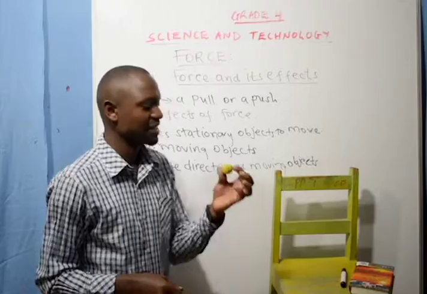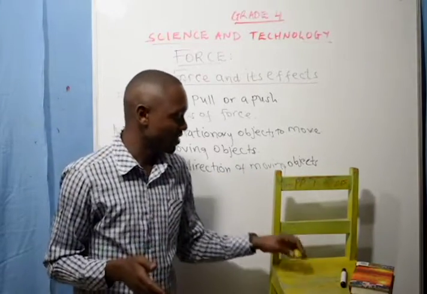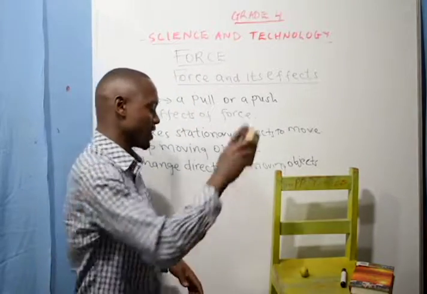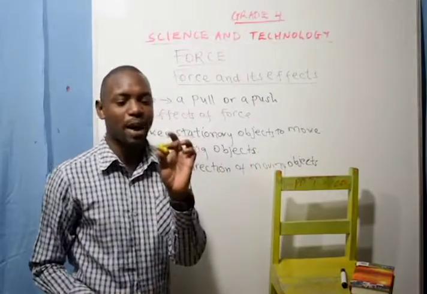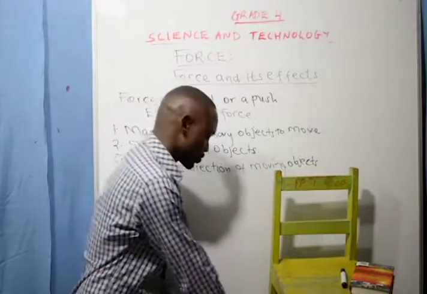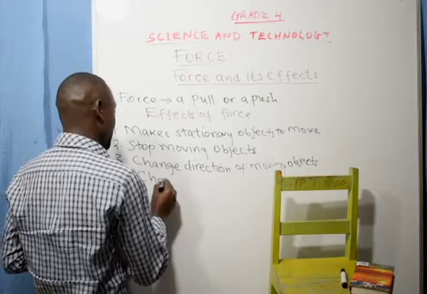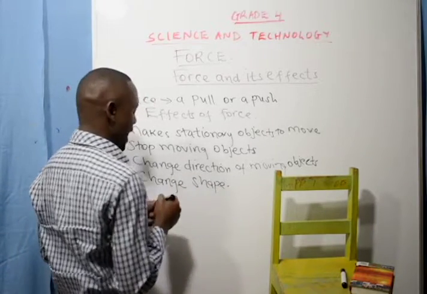This is a plasticine in the shape of a ball. What will happen if you hit that plasticine? Will it remain a ball? What has happened to its shape? It has changed. So we say that force can change the shape of an object.